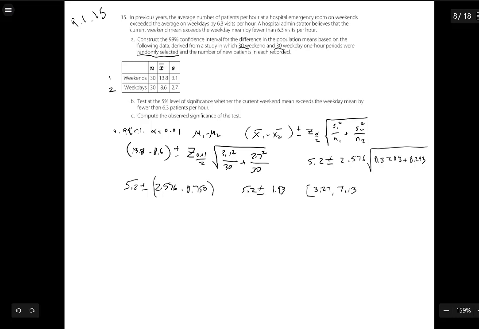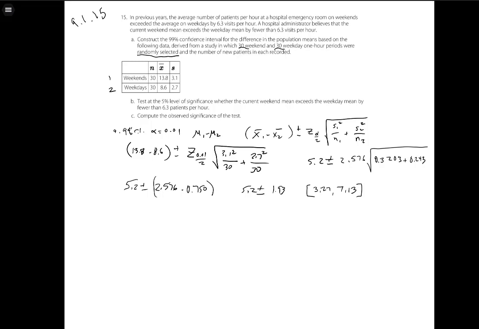There we go for A. That is our interval in which we're 99% confident that the difference in the means will land. The smallest is about 3, the largest about 7, so we know there is a difference. We're confident of that. Unfortunately, the number in the problem is 6.3 visits, and we're between 3 and 7 visits. So it's starting to look like this is not going to be something that's different.